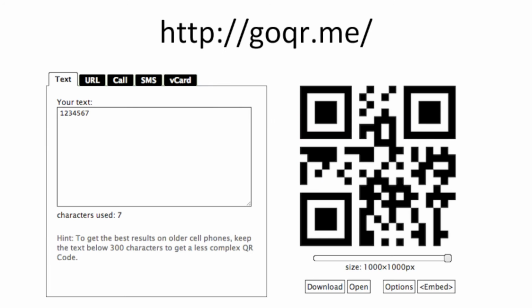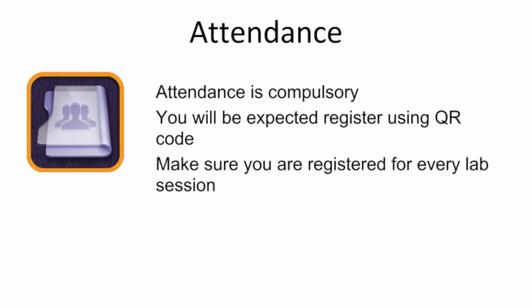Now, if you use the website goqr.me, you'll find a very simple online tool to generate the QR code, which you can then save, keep on your phone, and then we can scan it off your phone screen every single lab session. It's very important though that you make sure your phone is scanned every single session. It's your responsibility to get yourself registered.